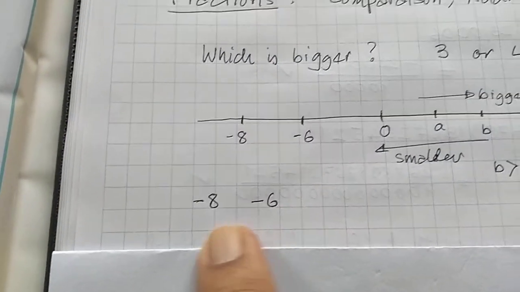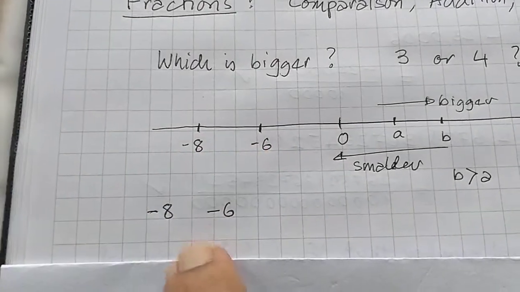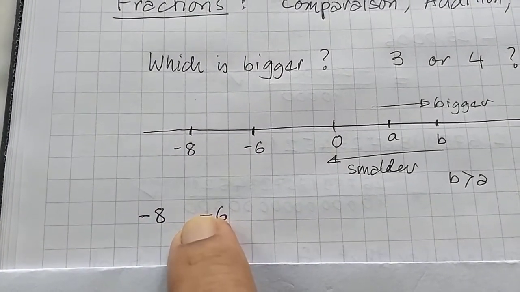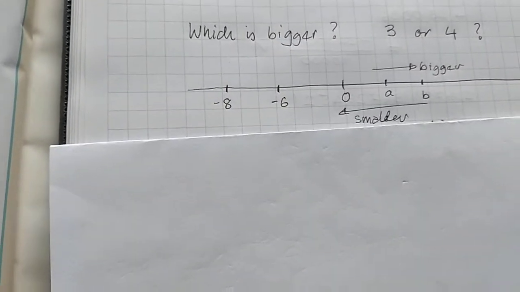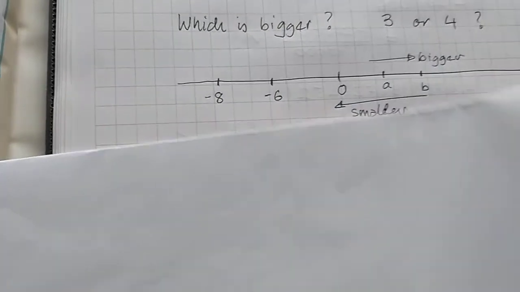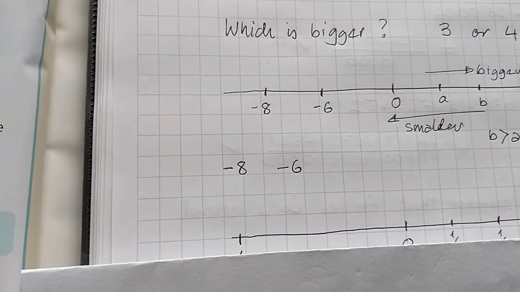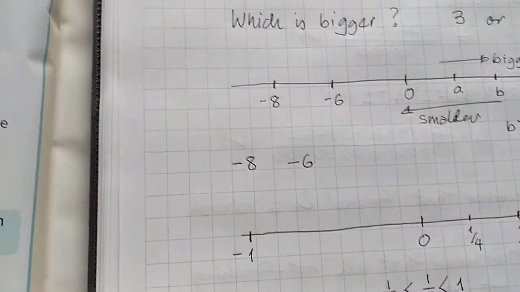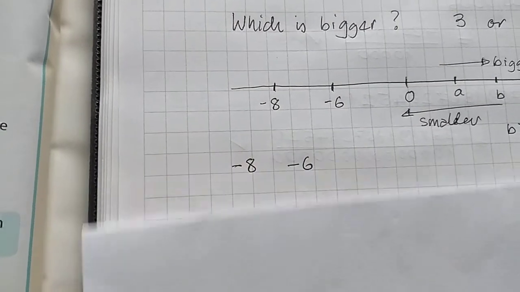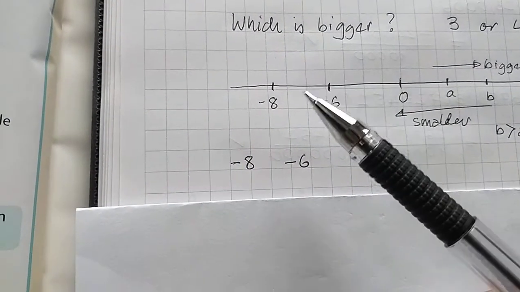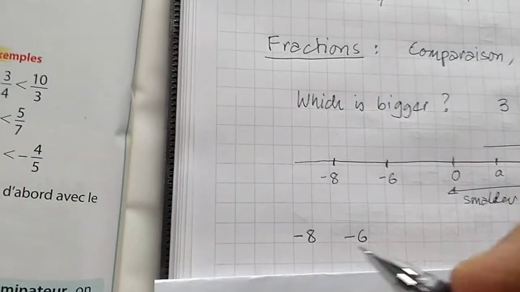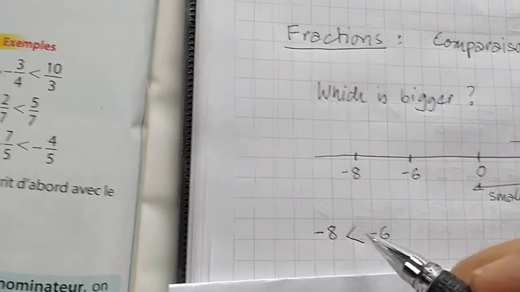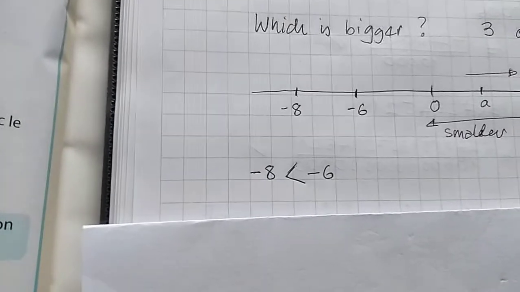So if I take two numbers here, -8 and -6, and I want to put a sign in between them, greater than or smaller than, what would I do? Is -8 greater than -6? No, it isn't, because -8 is to the left of -6, so it is a smaller number, so I will put -8 is smaller than -6. I'm just repeating things you already know.